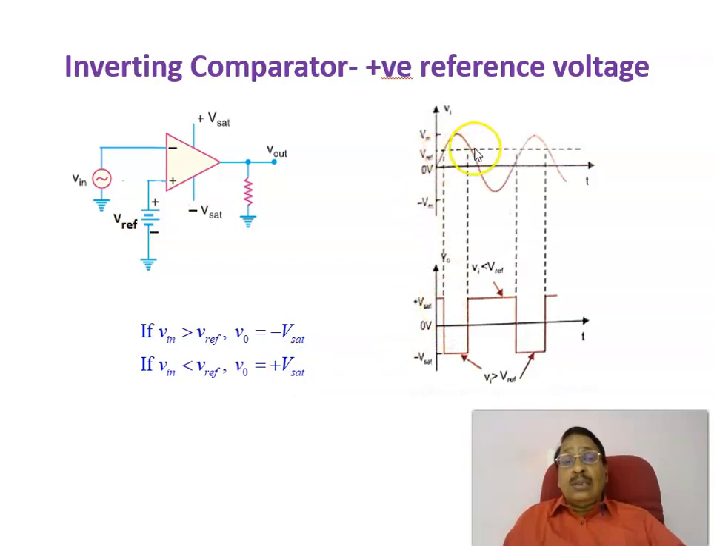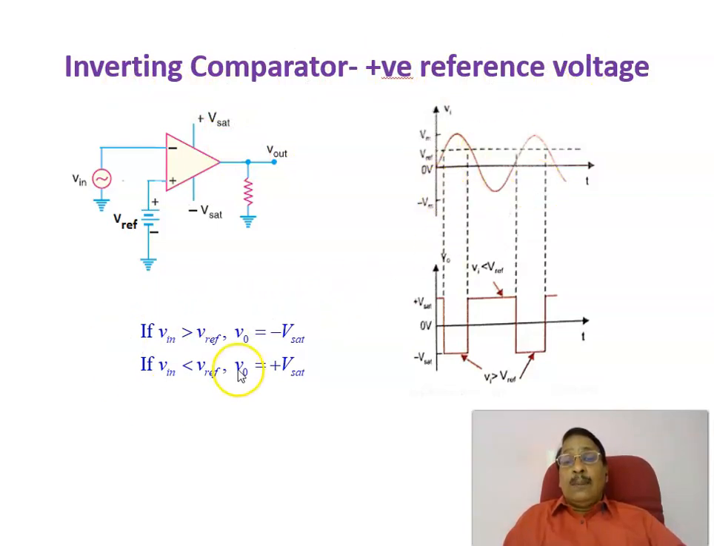Now from here to here, the input voltage is more than the reference voltage. Since input voltage is more than reference voltage, output voltage equals minus Vsat. That is why during this period you will be getting minus Vsat. Then from here to here, again the input voltage is less than the reference voltage, so the output voltage equals plus Vsat. That is why from this point the output changes to plus Vsat again. Therefore, this is the output voltage for an inverting comparator with a positive reference voltage.